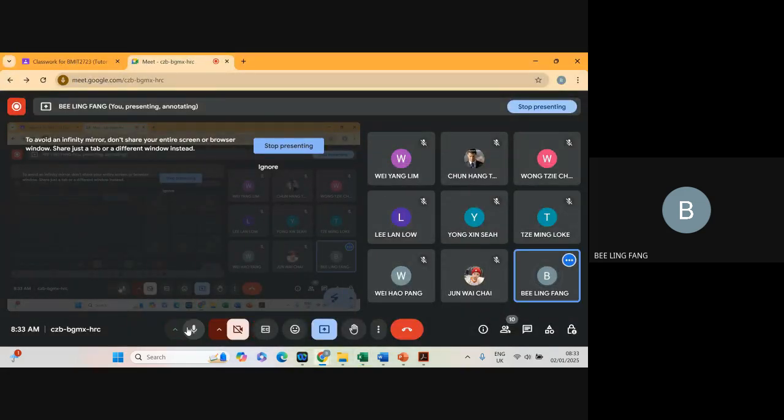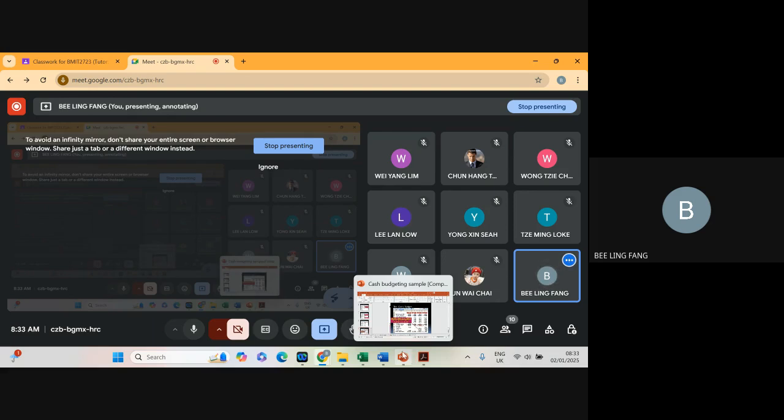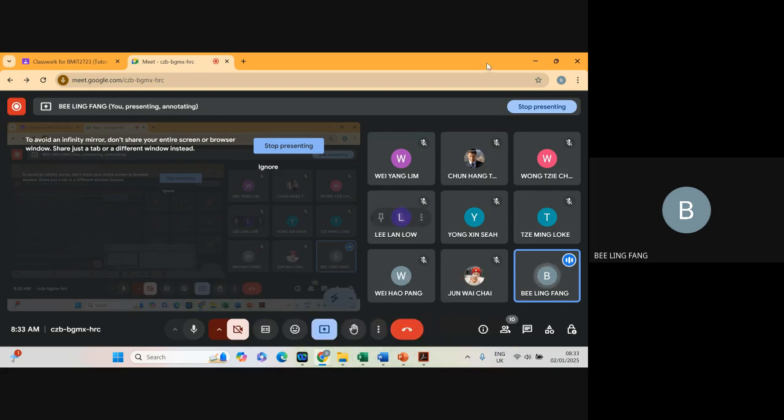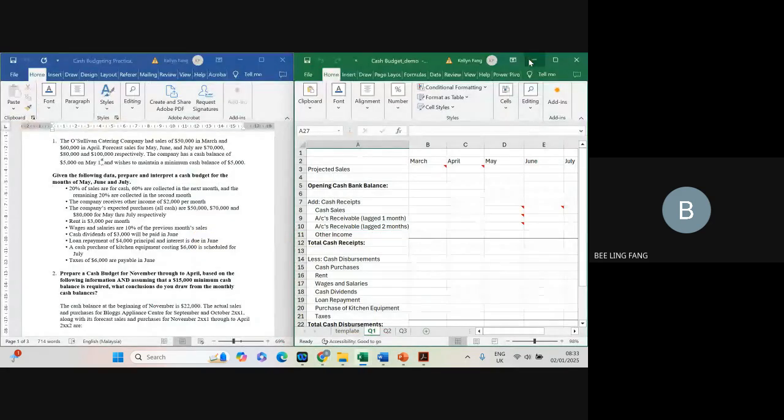Okay. Have you tried? So as I mentioned, your final exam question for cash budgeting is something like this, okay? It means you are given the scenario and you have to write out this one, okay? So from the question, how do I write this one? First you must put the title, company name you can put here.